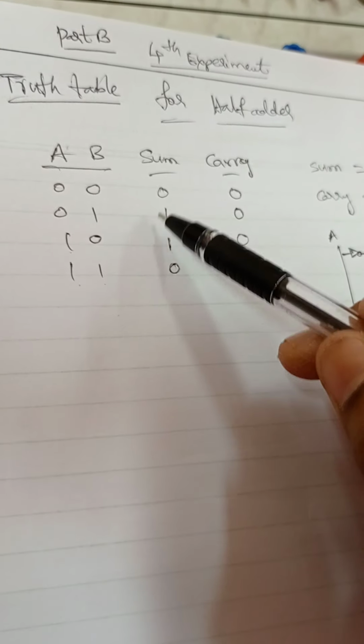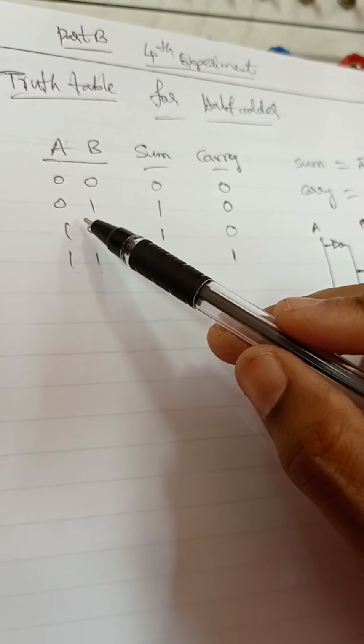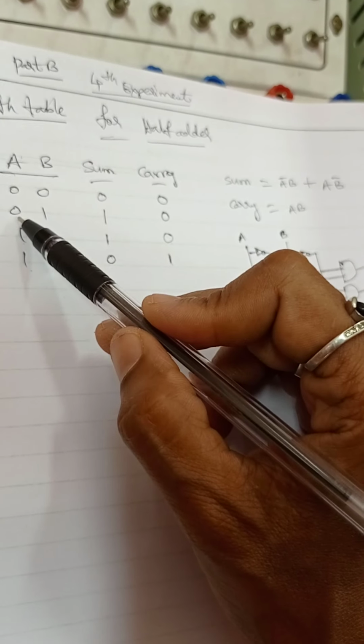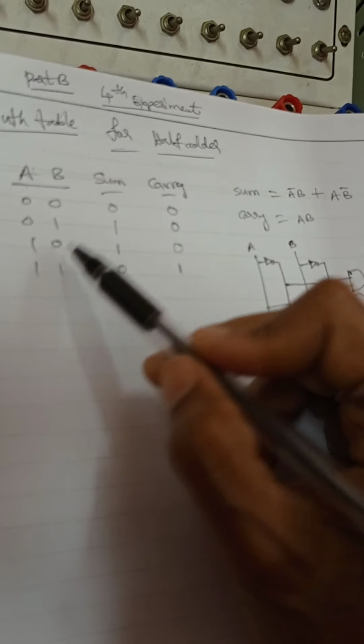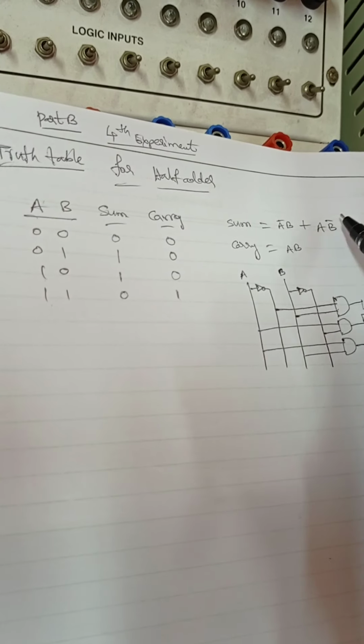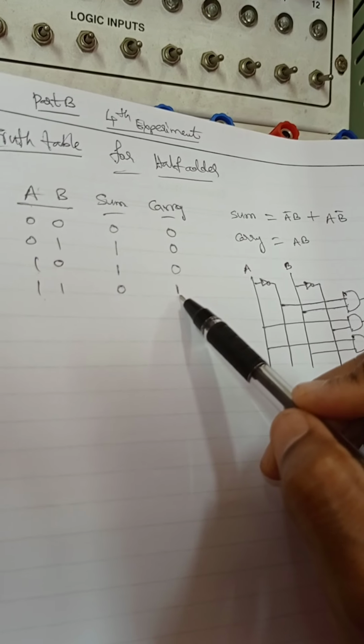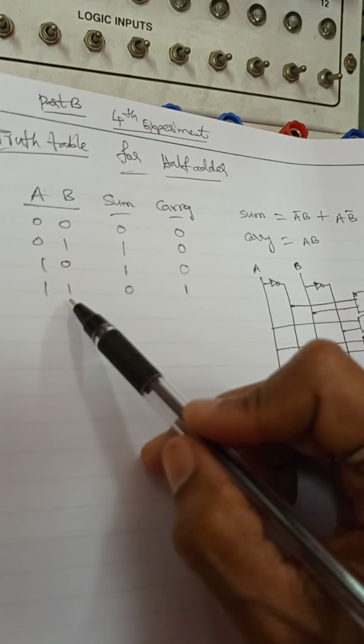For these high outputs, we will write the expression for sum. Sum is equal to, here 1 means A is 0, B is 1, so A bar B plus A 1, B 0, so A B bar, where 0 means B bar. Now in the same way we write the expression for carry, that is only 1 output, so that is AB equal to 1. So directly the expression is AB.